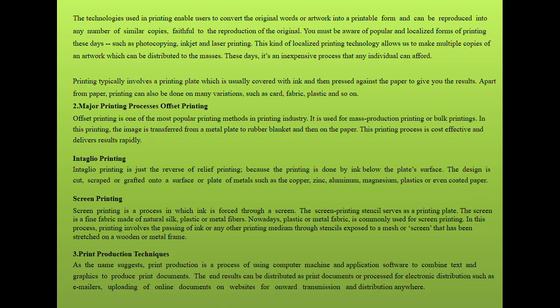As the name suggests, print production is a process of using computer machines and software to combine text and graphics to produce print documents. The end result can be distributed as print documents or processed for electronic distribution, such as email, or uploading of online documents on websites for onward transmission and distribution anywhere.